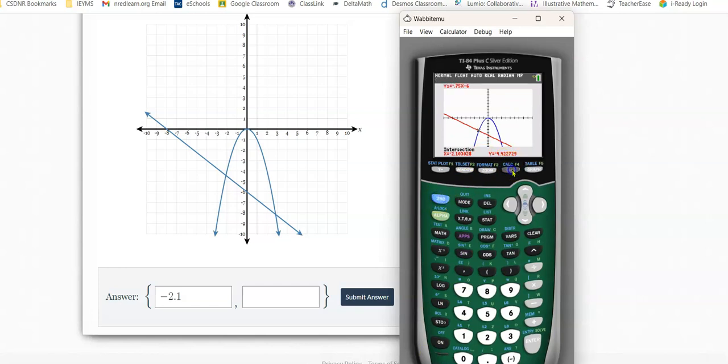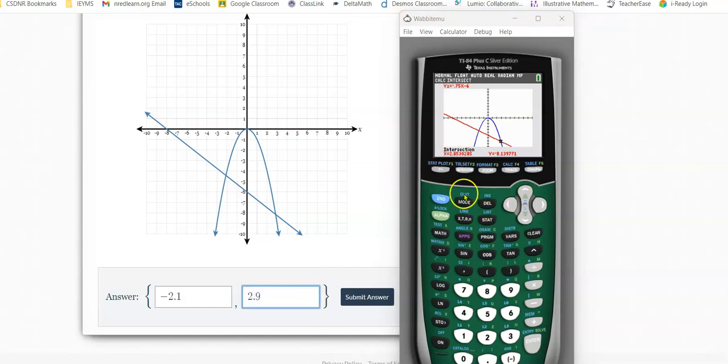Second trace, intersect, number 5. But this time I'm going to go all the way over here. I want to get closer to the second intersection. See how I'm moving my arrow? Okay, there we go. Enter. Is that the second one? Yes, enter. And voila! I have my other intersection. And that looks like 2.85, which is going to round to 2.9.